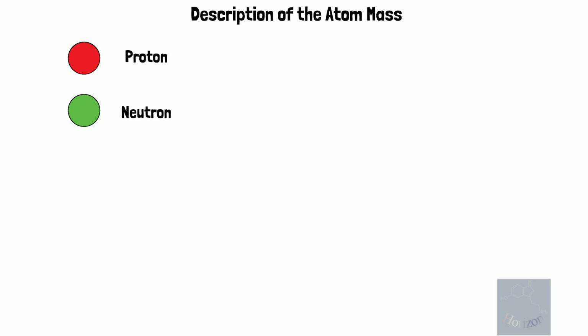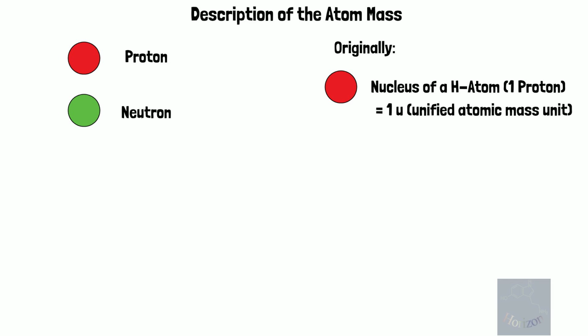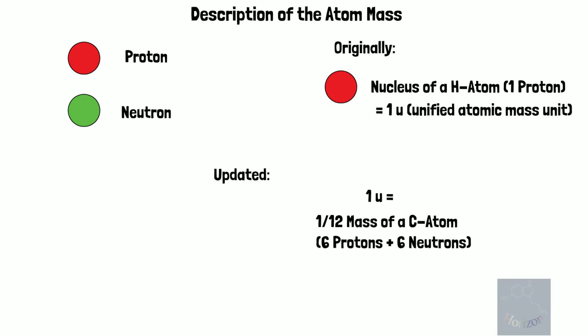This is why we work with relative atomic masses, because we can determine the relative weights of the atoms compared to other atoms. This leads to the arbitrarily chosen Unified Atomic Mass Unit, or U for short. First, this unit was based on the hydrogen atom, which was defined with a mass of 1 U, leading to protons and neutrons having a mass of about 1 U. Now, however, the atom mass is defined as a twelfth of the carbon atom, which has 6 protons and 6 neutrons in its nucleus. So the entire atom has a mass of exactly 12 U.